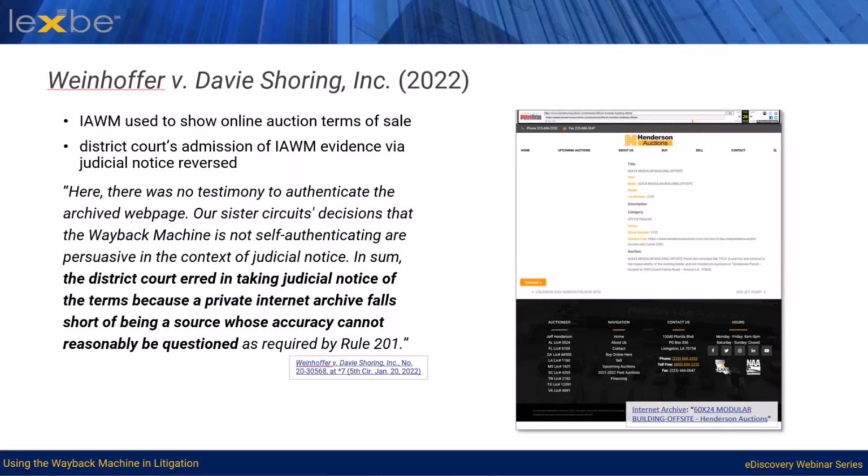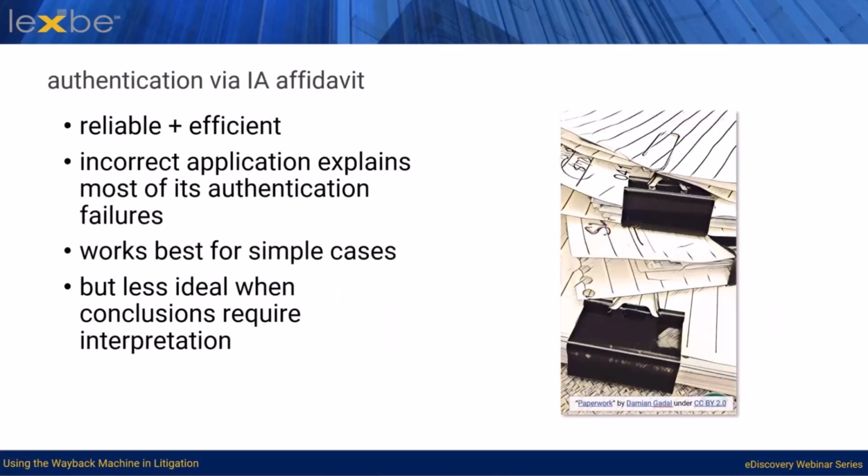Let's turn now to authentication of Wayback Machine evidence via the Internet Archive Standard Affidavit. The Internet Archive Standard Affidavit is a reliable and efficient mechanism for authenticating Wayback Machine evidence. At least from a review of U.S. federal cases, I'm unaware of any instance where Wayback Machine evidence was denied admission with a correctly applied affidavit.